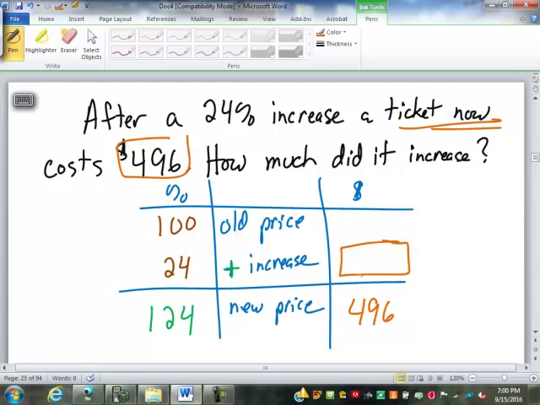The increase. How much did the price go up? So we don't care what the old price was. Now, when you divide it by 1.24, that's going to give you the old price. You have to go back and do something to find the increase, right?